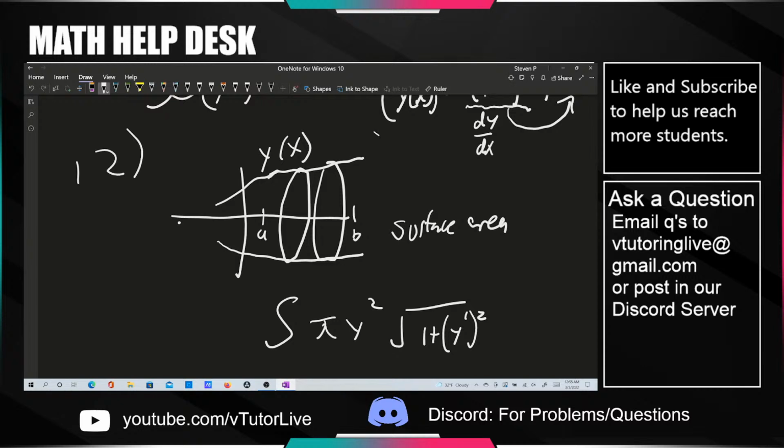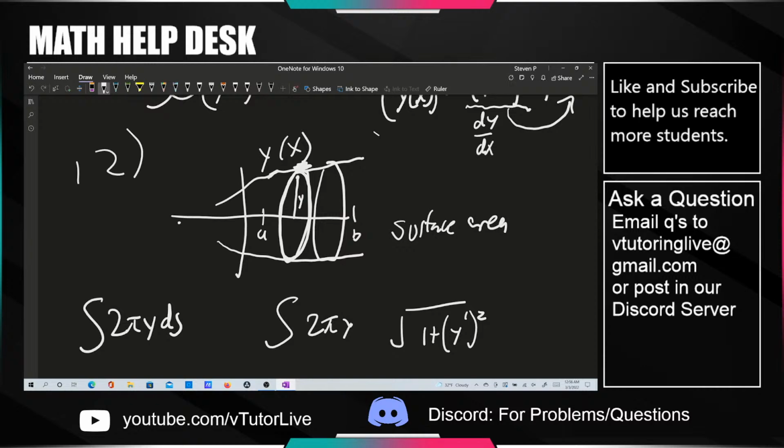Oh, no, sorry, not pi y squared. Yeah, no, that's wrong. Basically what this is saying is, if you can find the circumference of each one of these circles, right? So if the radius is y, then the circumference becomes 2 pi y, right? And it's basically saying 2 pi y times some small ds, and ds is basically a little differential change in the curve, right?